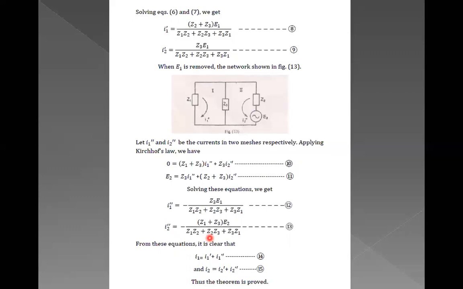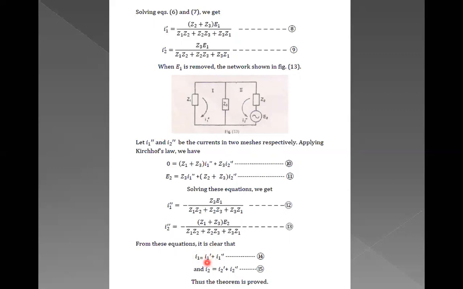In any linear network containing linear impedance and energy sources, the current in any element is the vector sum of the currents that are separately caused in that element if each source of EMF is considered separately. So this is how they are saying the vector sum of the currents. It's the vector sum of the currents that are separately caused.